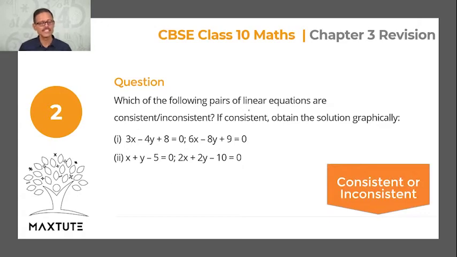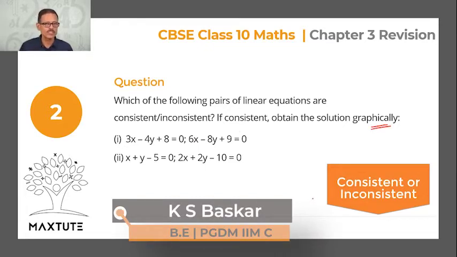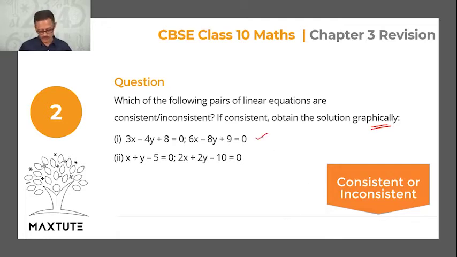Which of the following pairs of linear equations are consistent or inconsistent? If they are consistent, obtain the solution graphically. They explicitly could state that you'll have to obtain the solution graphically. Let's look at it. Let's start with the first question.